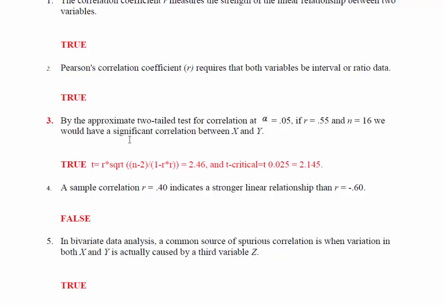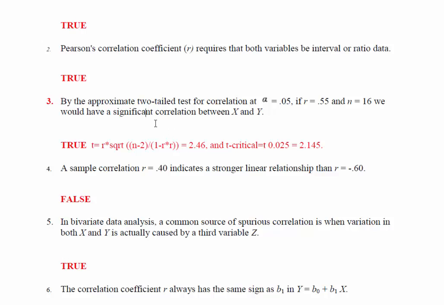By the approximate two-tailed test for correlation at 0.05, if R is 0.55 and N is 16, we would have a significant correlation between X and Y. And it is true. Why is it true? Because you need to calculate T equals R times the square root of n minus 2 over 1 minus R squared. And what you have is 2.46.